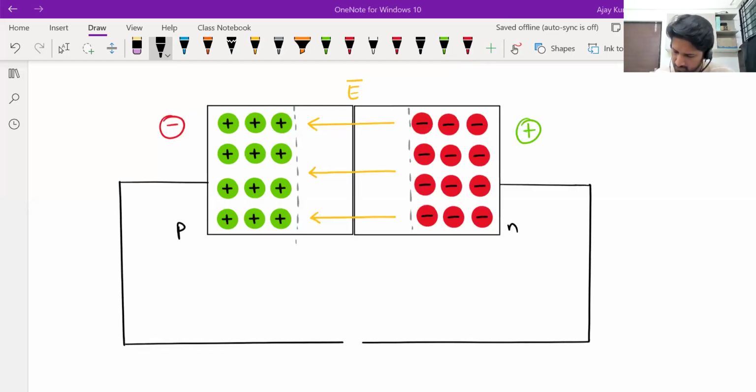Right. If you want to support the existing electric field, you bias the PN junction like this. You connect the positive terminal of the battery to the N side and the negative terminal to the P side. So effectively you will be creating additional electric field directed from N to P. And if you create additional electric field directed from N to P, what it results in is widening of the depletion layer.